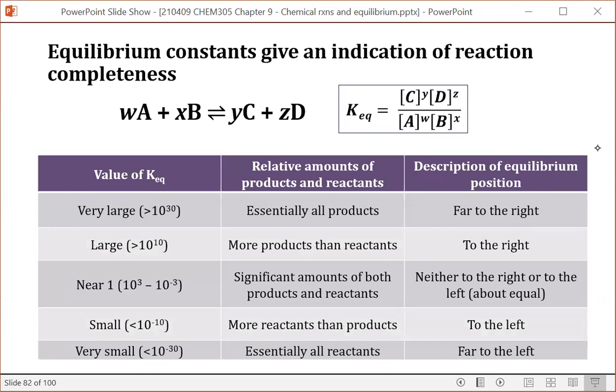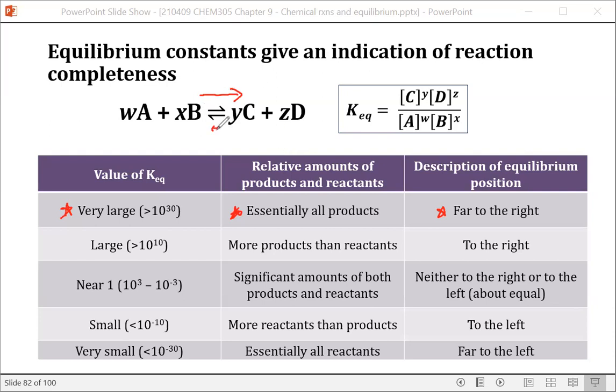So equilibrium constants can give us an indication of the reaction completeness or the position of the equilibrium. And so if your value of KEQ is very large, more than 10 to the 30th, what that means is that essentially that reaction produced all products. And we'd say that the equilibrium position is shifted far to the right. It means that in this chemical reaction, nearly 100% of the reactants were converted to products, and there was very, very little of the reverse reaction happening.